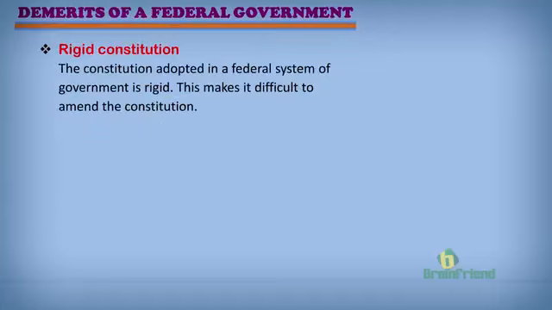Lastly, rigid constitution. One other demerit or disadvantage in the federal system of government is the constitution being rigid in nature. The constitution, like we had said, that is adopted in the federal system of government is written and rigid. Its rigid nature makes the constitution difficult to amend.